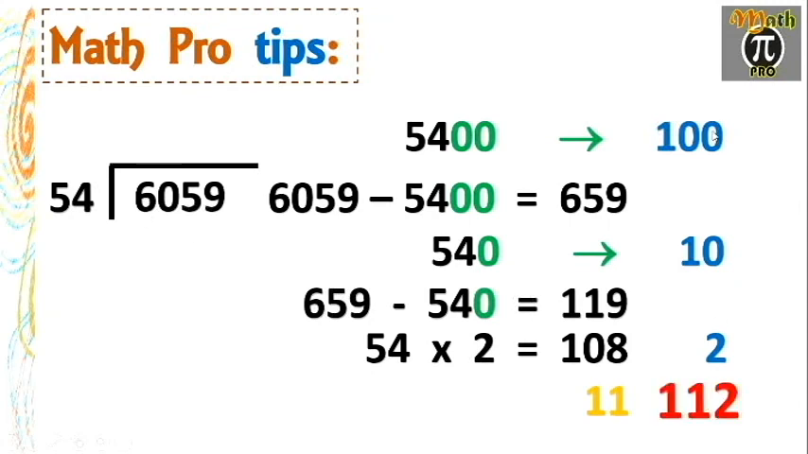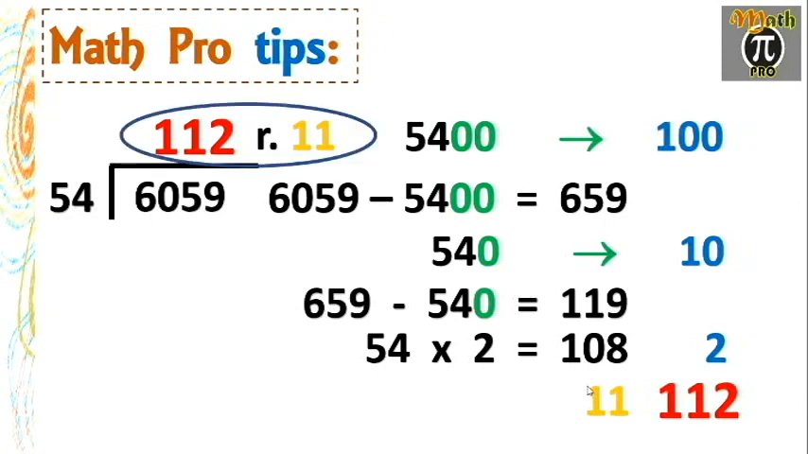So by adding 100 plus 10 plus 2, and of course, since we have 11 remaining, that would be our remainder. So when we divide 6,059 by 54, the answer is 112 remainder 11.